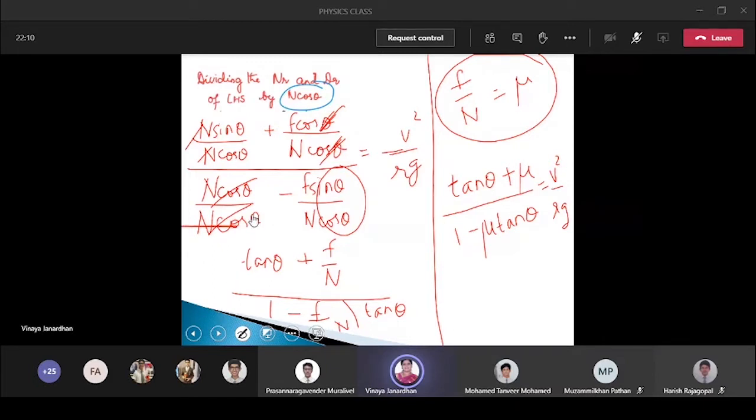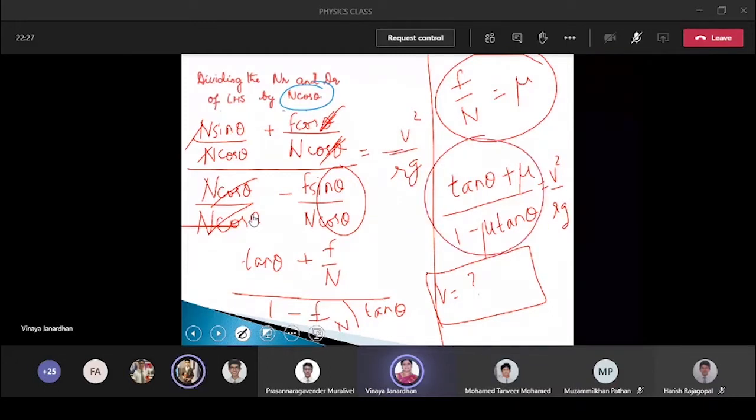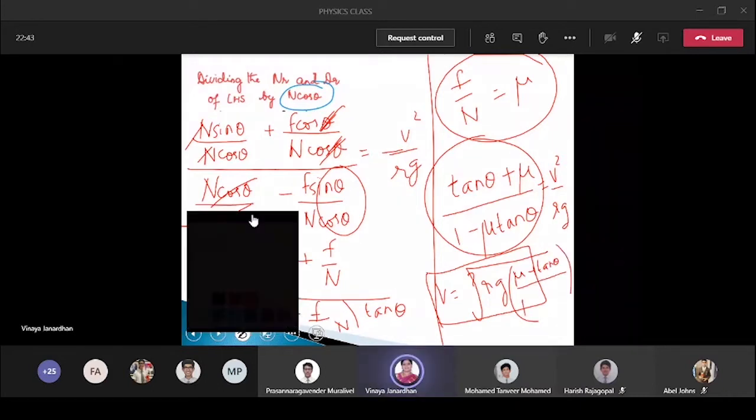So now I want you to find the value of V, an expression for V. Will you be able to find? Is it mu Rg? Only mu Rg? You have an expression over here. Ma'am, V is equal to root of mu Rg. Okay. It will be Rg into this entire thing, mu plus tan theta divided by, no, in this expression was.